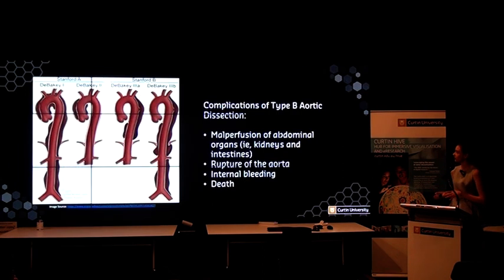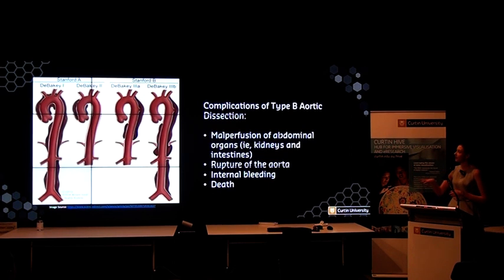This pathology causes quite a few problems within the body, which I'll explain in a moment, but we can classify them in a few different ways. The main way is type A or type B. Type A and type B are different anatomical places within the aorta. Type A can be from the ascending aorta onwards, whereas type B is distal to the subclavian artery. That's the image on the right side of the screen there for you.